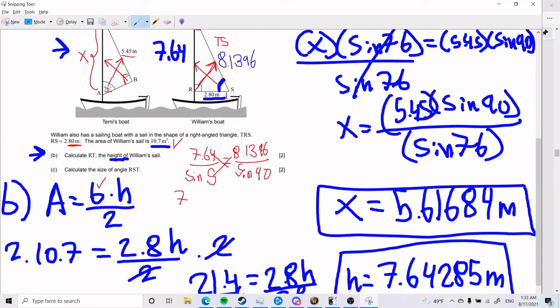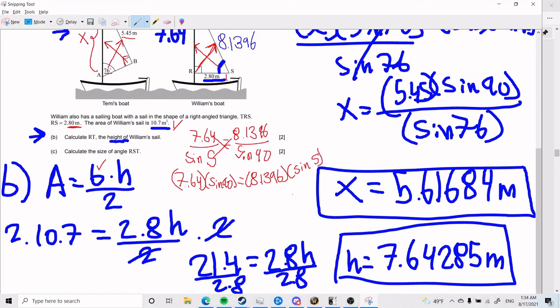So we end up with 7.64 times sine 90 equals 8.1396 times sine S. And so in order to get S alone, we first need to divide by 8.1396 to both sides. Here we get rid of the first one over there, of those two numbers. We end up with only sine S on one side.